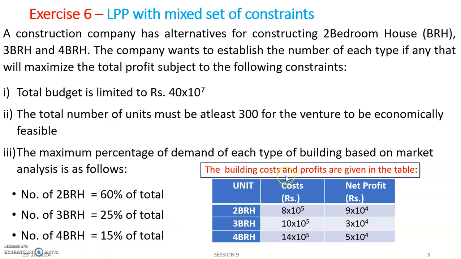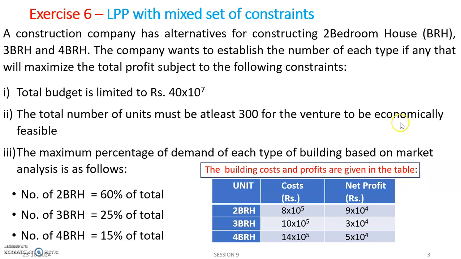And they have also given us the building costs and profits in the table. The unit cost of each type of bedroom house, and the net profit of each unit of bedroom houses are given to us. So let us go to the problem. It's really very interesting. So both cost and profits are given. You should understand that unit cost is given here to relate to the total budget restriction. So for the budget restriction, the cost is given and net profit will have to be incorporated in the objective function. Now please identify what is going to be our decision variables.